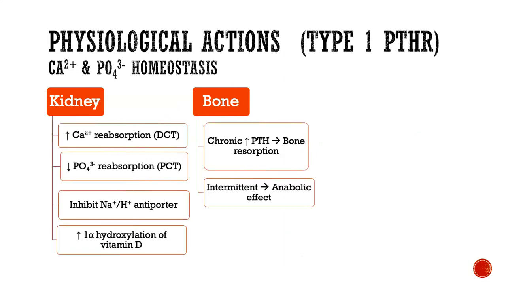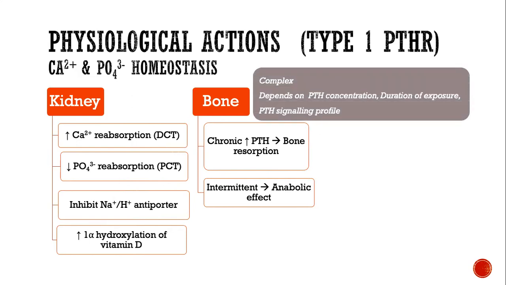The physiological actions of PTH are exerted via parathyroid hormone receptor 1, type 1. The main action is on kidney and bone, where PTH has direct actions. On kidney, it causes calcium reabsorption by the distal convoluted tubule and reduces phosphate reabsorption by the proximal convoluted tubule, inhibits sodium hydrogen antiporter activity, and stimulates the synthesis of active vitamin D.